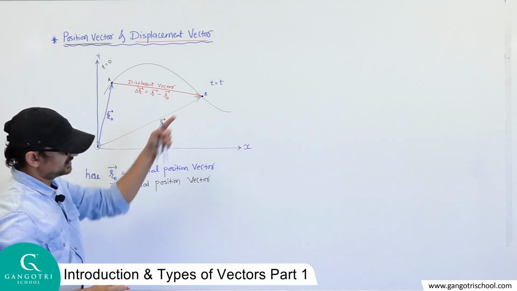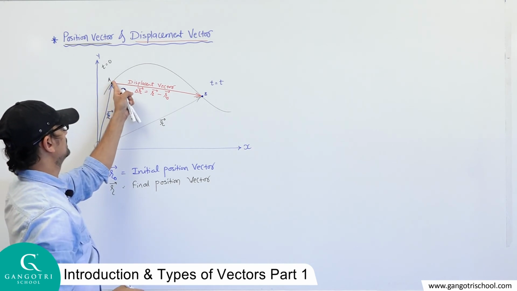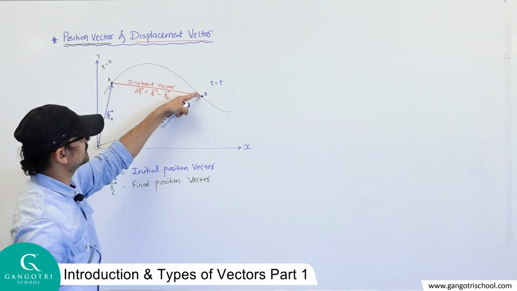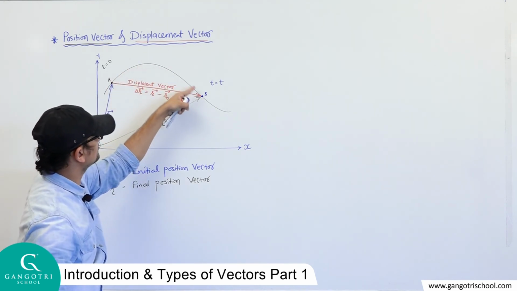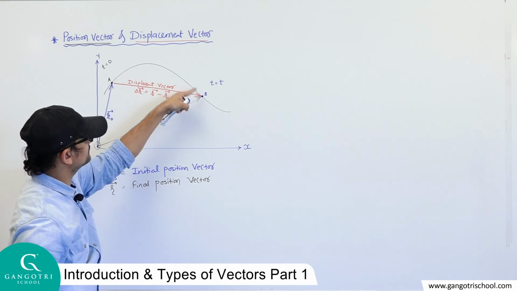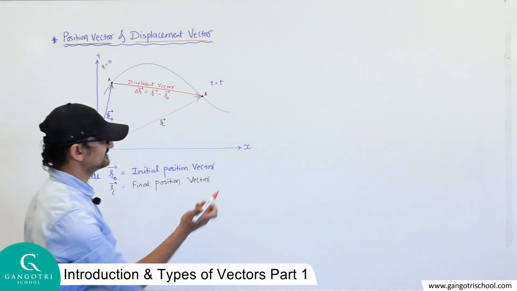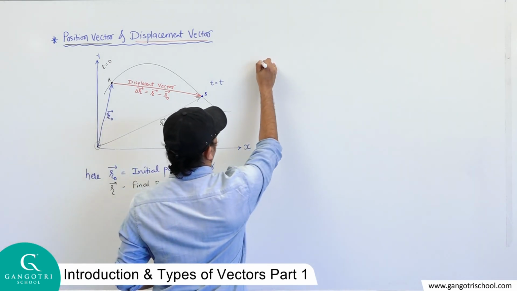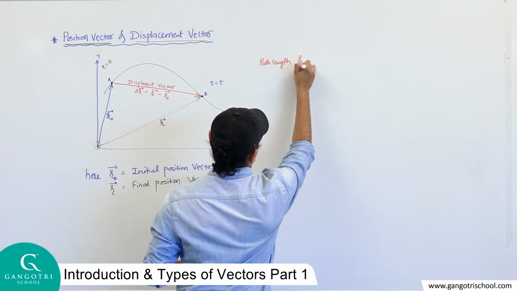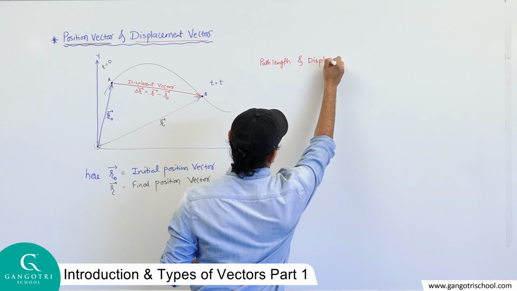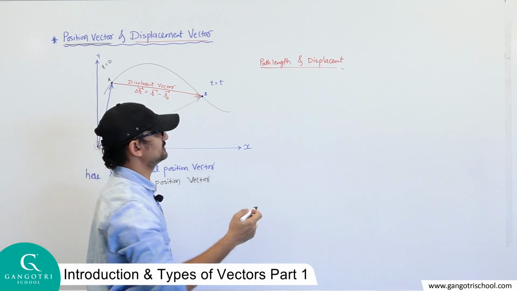So this delta R represents the displacement vector. Also remember this black curved line is actually the path on which the particle has traveled. The length of this line is known as the path length, and this is known as the displacement. Let's understand the difference between path length and displacement in a very quick way.